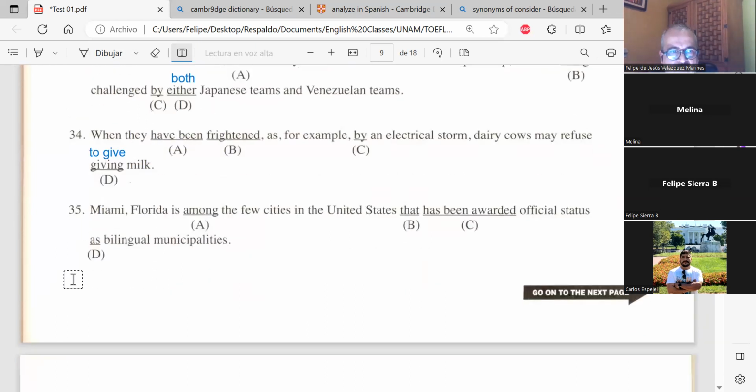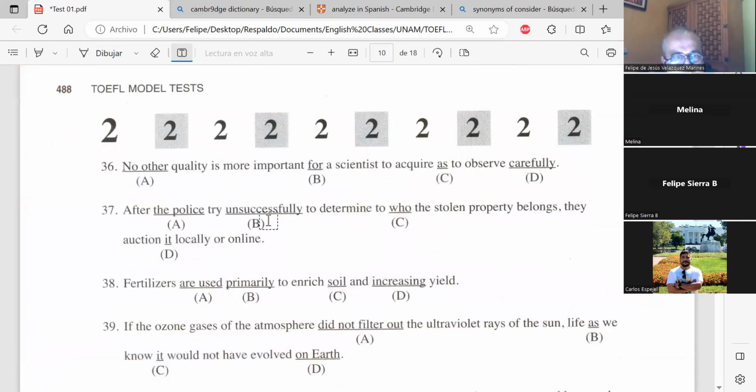Okay, Miami, Florida is among the few cities. Okay, we're talking about among the few cities that have been. Okay. No, the quality is more important for a scientist to acquire more. If I say Mickey, you say mouse. So if I say more, you say.